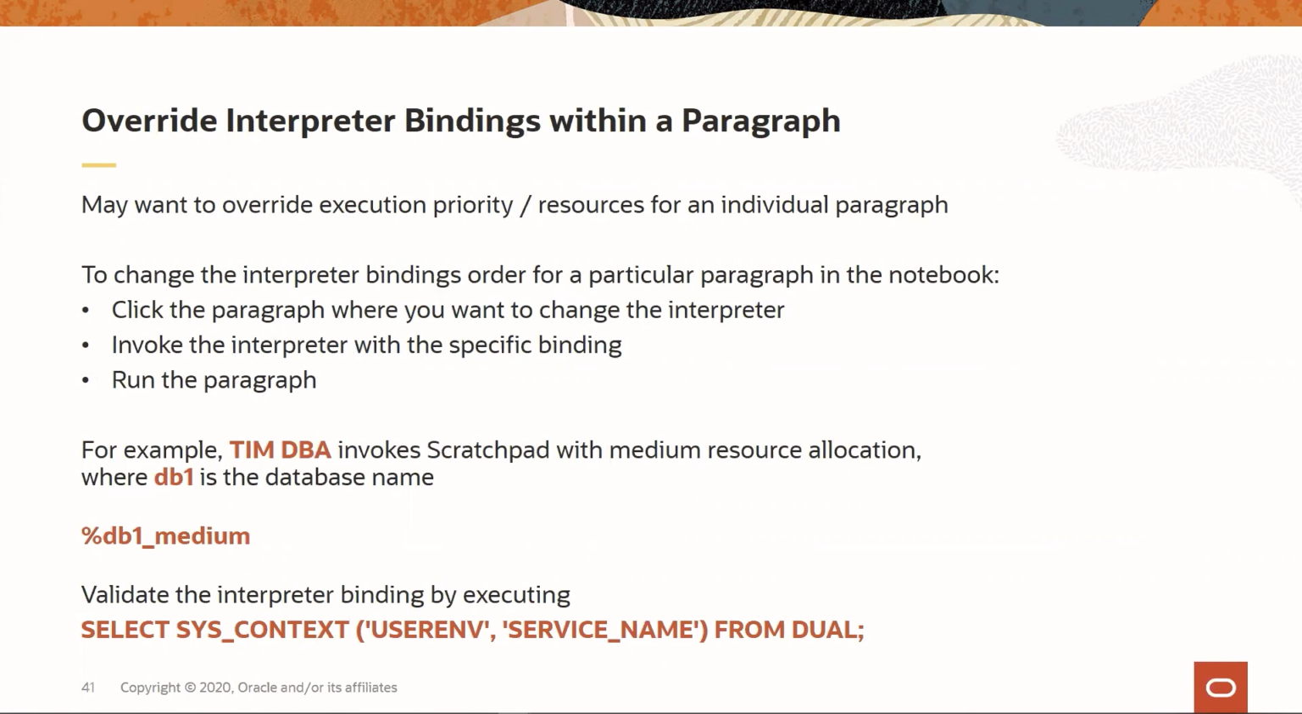We're going to go into Tim's account. And what that is, we'll click the paragraph where we want to change the interpreter. We'll invoke that interpreter with the specific binding and run the paragraph. And the main thing is just to highlight that here's the way you approach that. You can specify the name of that particular interpreter, and then you can check to see what that interpreter binding is by invoking this SQL statement for returning the service name that's being used.